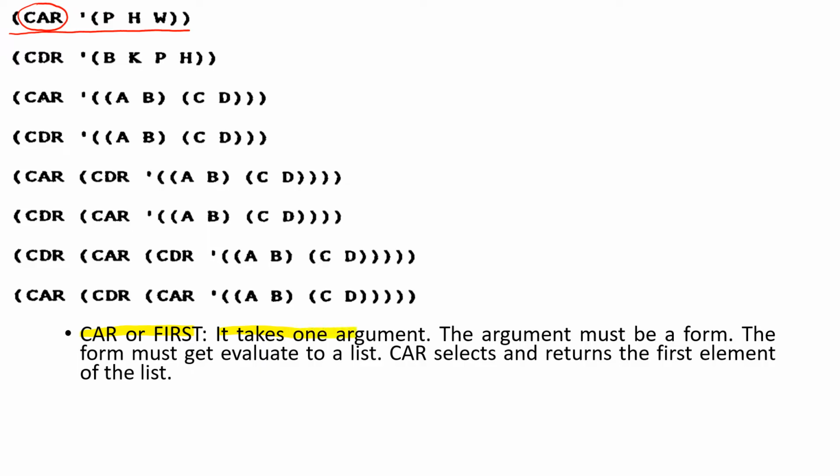It takes one argument. As you can see here, the one argument is mentioned over here. That argument must be a form. Now, what is a form? Form means something which you can evaluate. Here we are given quote list containing PHW. So this is a form and it evaluates to a list containing PHW.